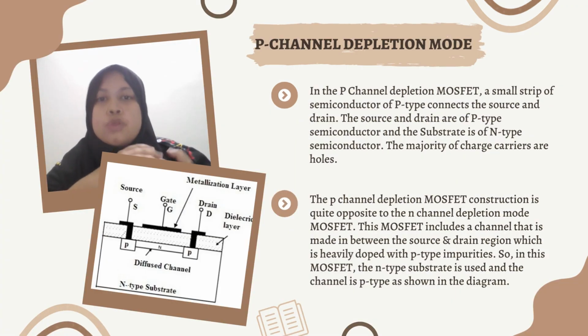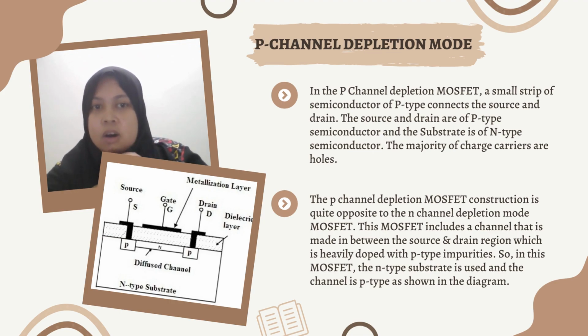Next, we will move to P-channel depletion mode. In the P-channel depletion MOSFET, a small strip of P-type semiconductor connects to the source and drain. The source and drain are P-type semiconductor and the substrate is N-type semiconductor. The majority charge carriers are holes. The P-channel depletion MOSFET construction is quite opposite to the N-channel depletion mode MOSFET.